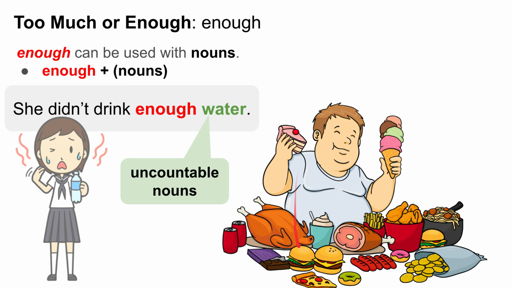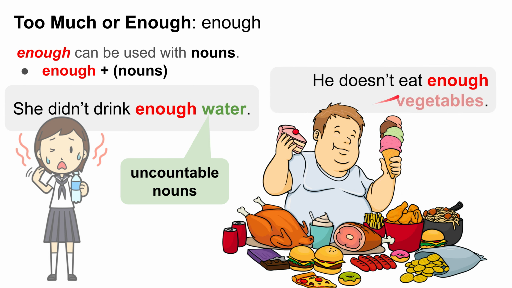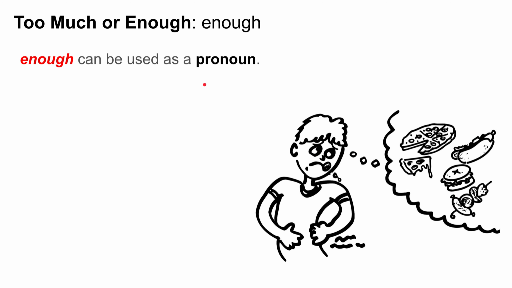Here we look at this gentleman. He has turkey, fried chicken, potato chips, sausages, hamburgers, but he's missing something on his table. What is he missing? He's missing vegetables. So we can say that he doesn't eat enough vegetables. And here, vegetables is the countable noun. So when we're saying he doesn't eat enough vegetables, he needs to eat more vegetables. It's not enough. So as you can see, enough can work with both uncountable and countable nouns, and it's enough plus noun. Let's move forward now, and let's talk about how enough can be used as a pronoun.